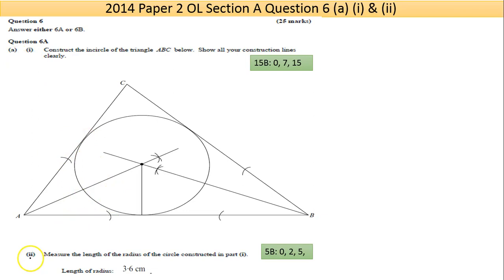Now part A, part 2, it's a 5 marker. Measure the length of the radius of the circle constructed in part 1. Now, they're taking this line, I'm assuming, but really, any line from the centre to the outside, if you measure that line there, it would be perfectly adequate too.